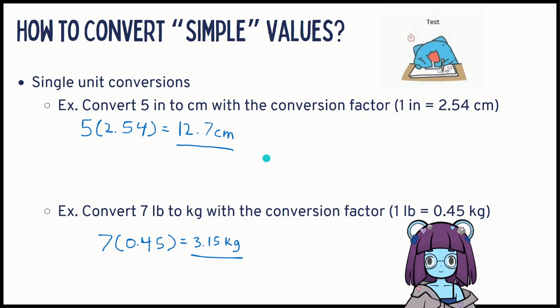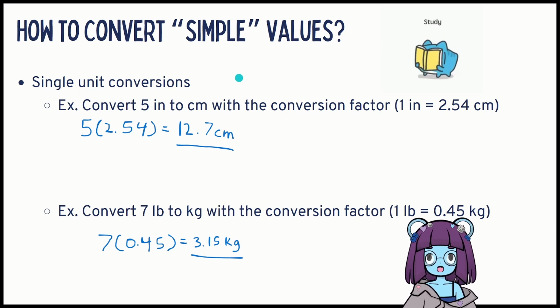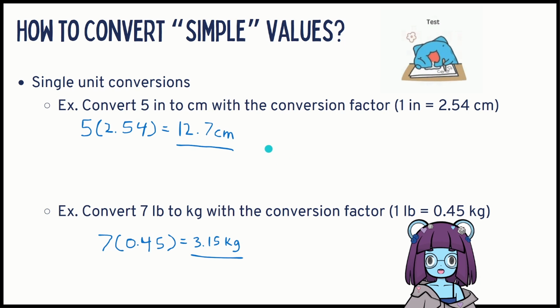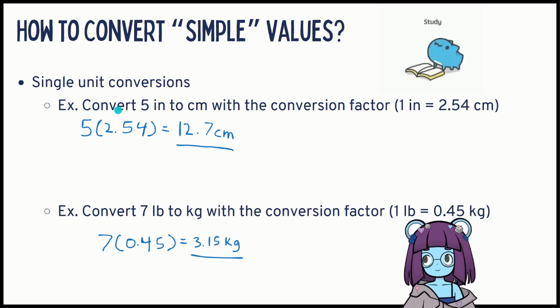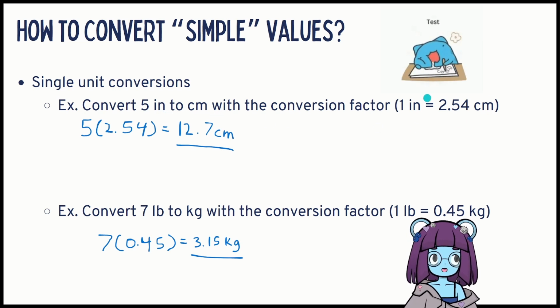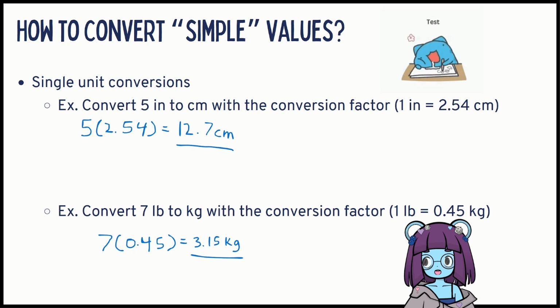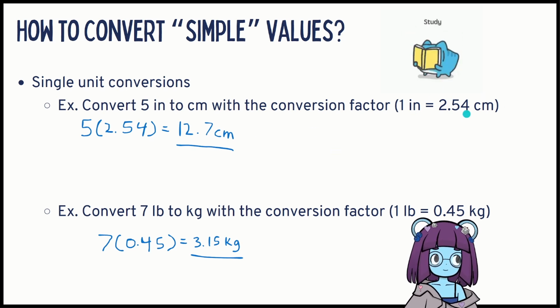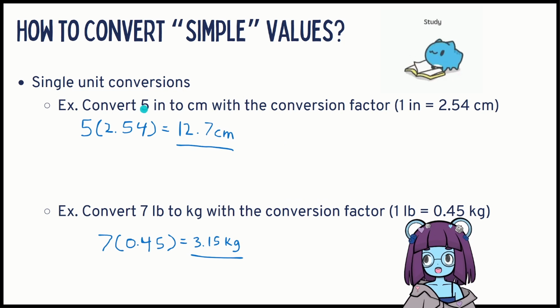Converting simple values. First, let's go over single unit conversions, or converting simple values. You likely already know how to do this, but if you don't, worry not. We have 2 examples here. The first one is to convert 5 inches to centimeters using the conversion factor, which is given right here. You just need to multiply 5 times 2.54, because 1 inch is equal to 2.54 centimeters, and you want to convert 5 inches. So you simply multiply by 5, and you get this value.